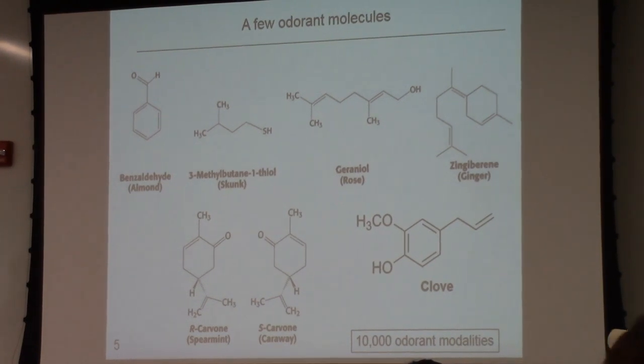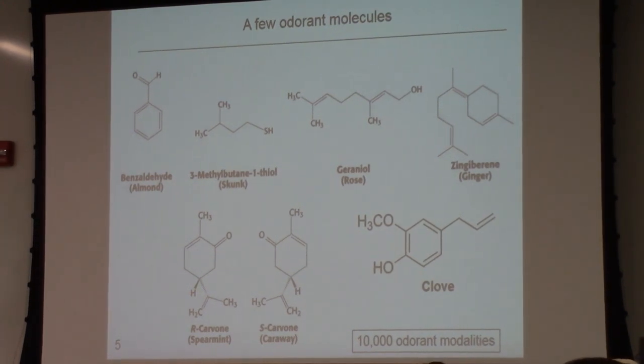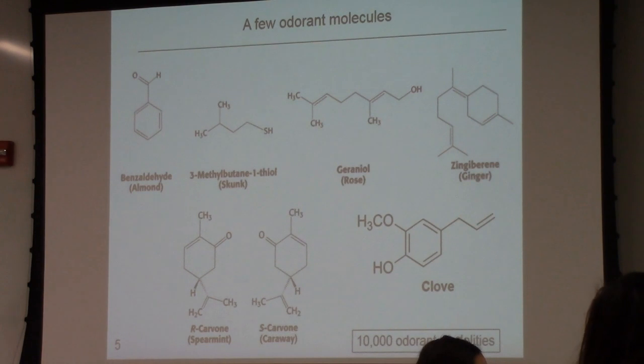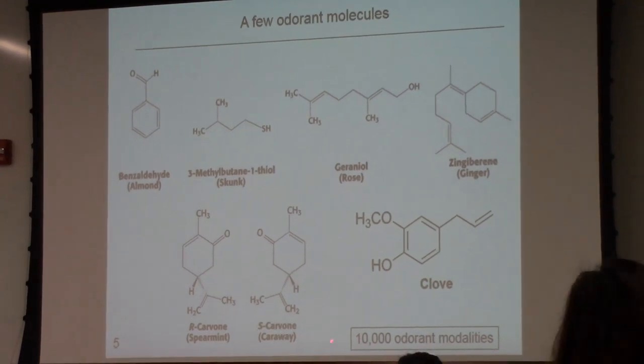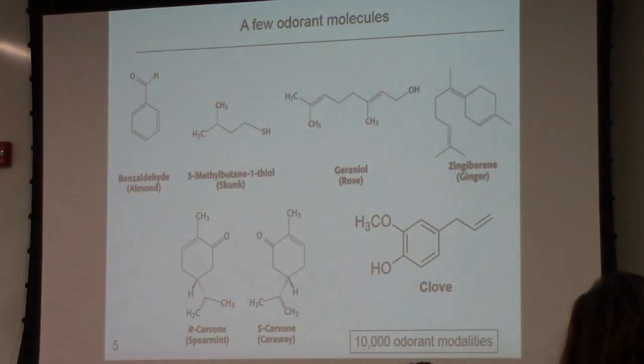This is just an example of 7 or 8 different chemical structures of things that we can smell. So, an almond smell, that's a structure that smells like almond. And here is a structure that smells like skunk. It's got a thiol. Thiols have a skunky smell. And here's a rosy smell, and here's a gingery smell. I'm not going to ask you to try to remember which chemical triggers which smell. Of course not, because there's 10,000 of them, and it would be pointless.